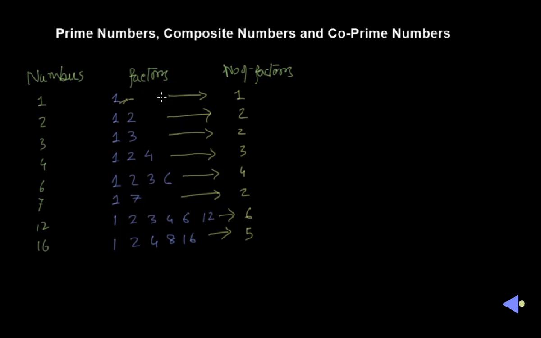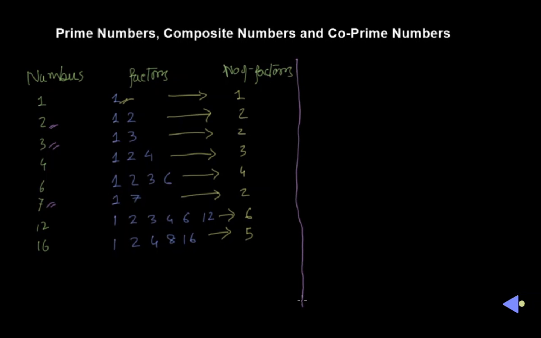Here you see only 1 has only one factor, that is the unique number, and the rest of the numbers have more than one factor. Like 2, 3 and 7, they have 2 factors. The rest of the numbers have 3, 4, 5, and so on.